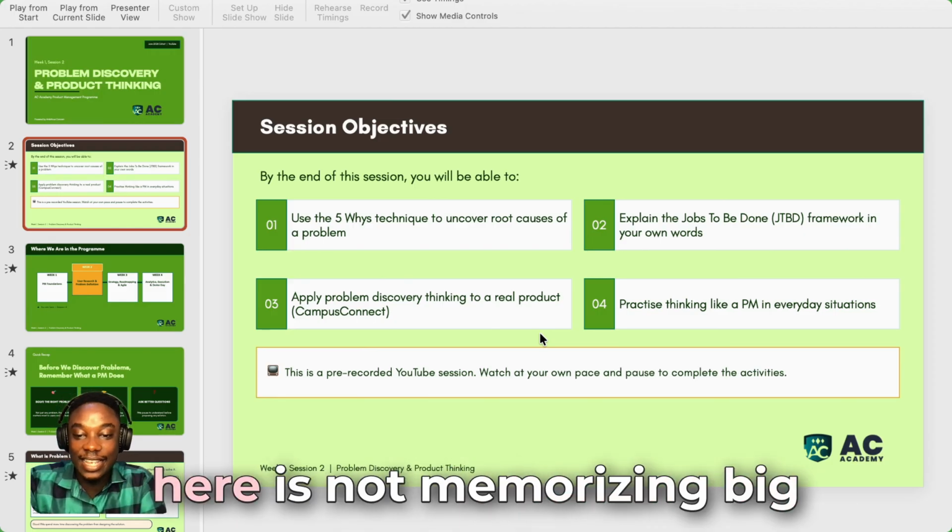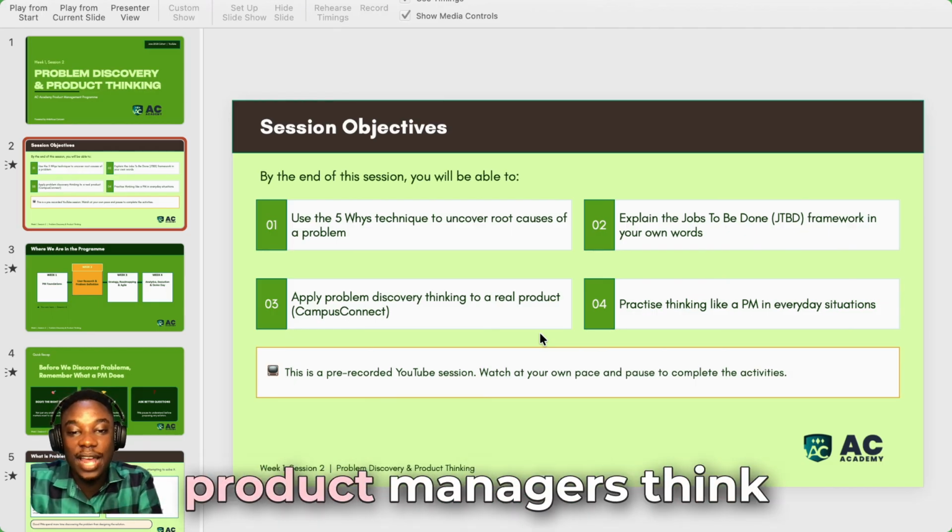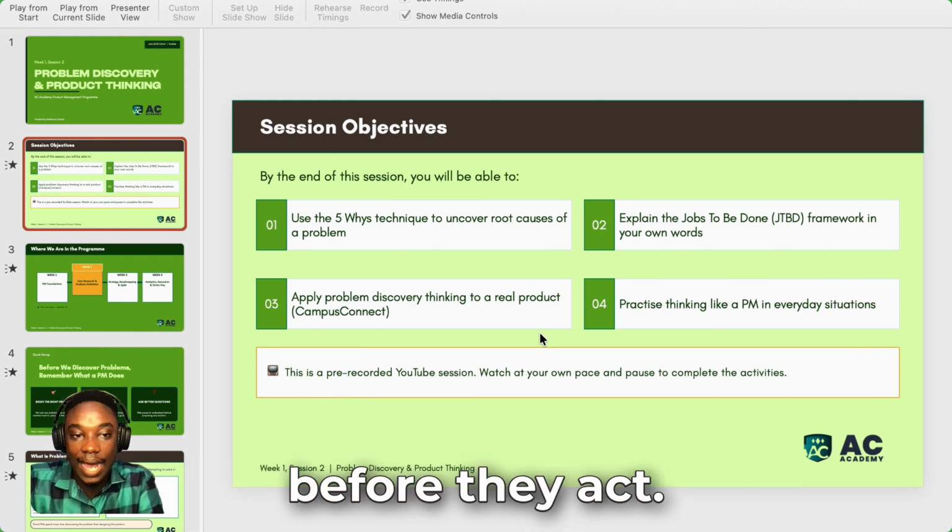The important thing here is not memorizing big definitions, but understanding how product managers think before they build or think before they act.